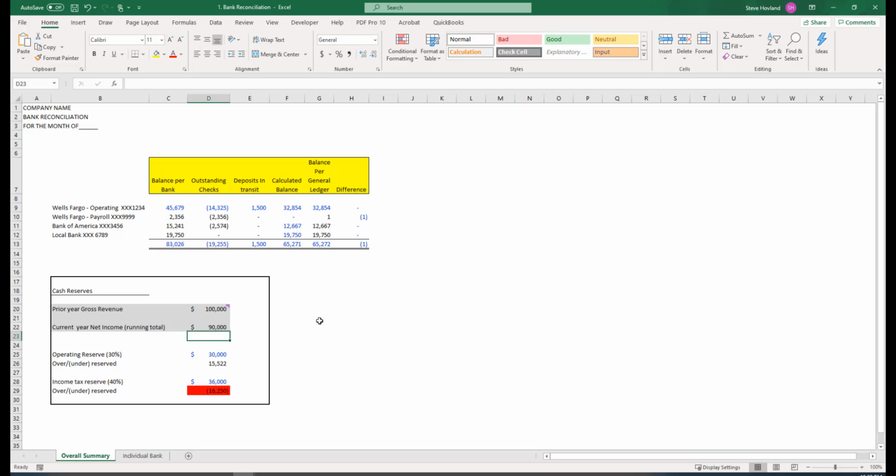So this is the bank reconciliation. Like I said, I can't stress enough, very, very important for your business. So let's go ahead and continue on with the presentation.